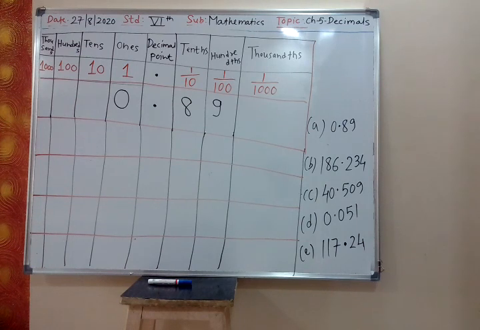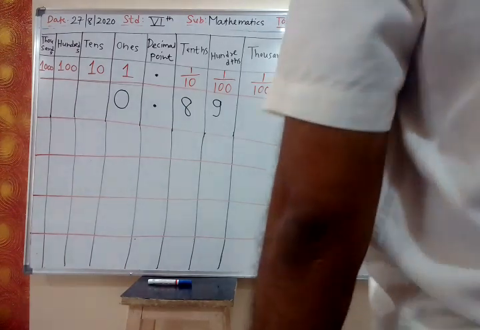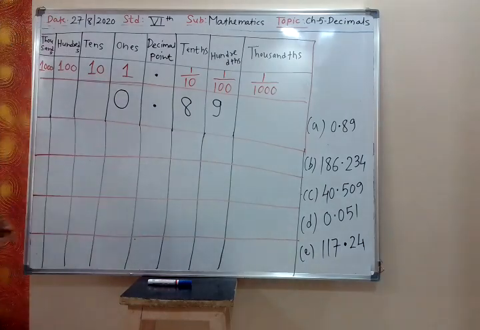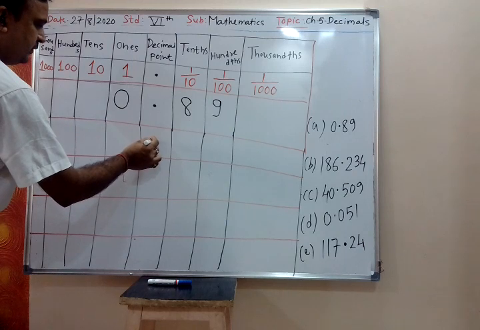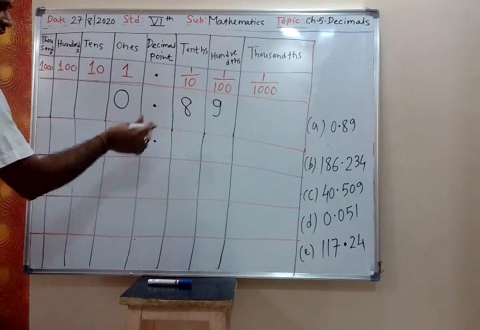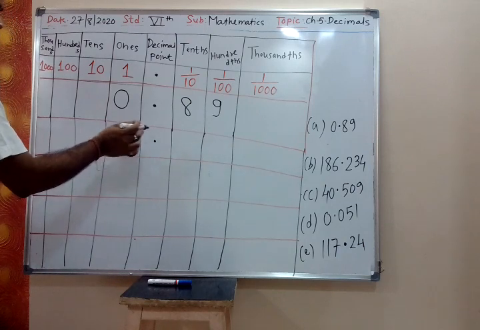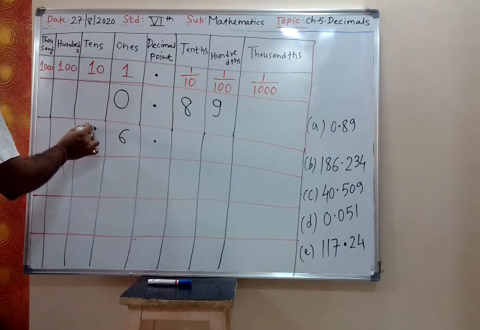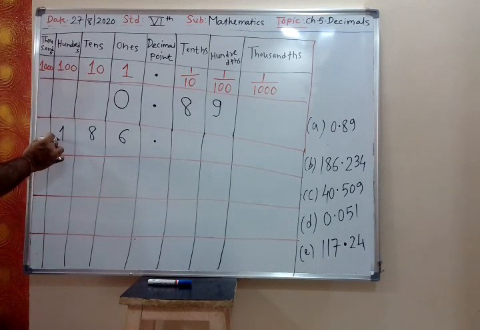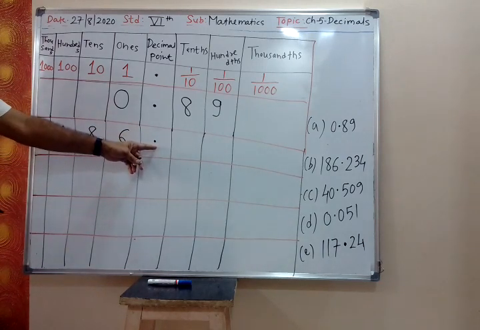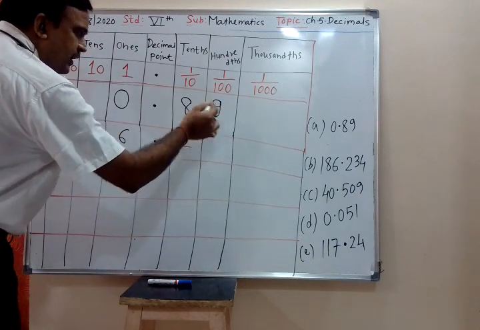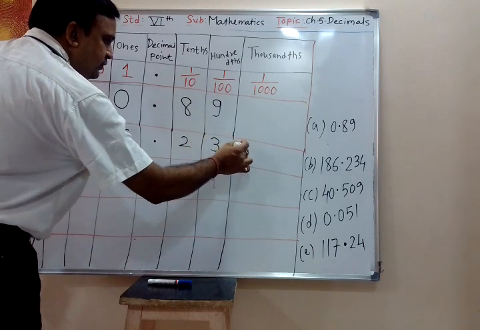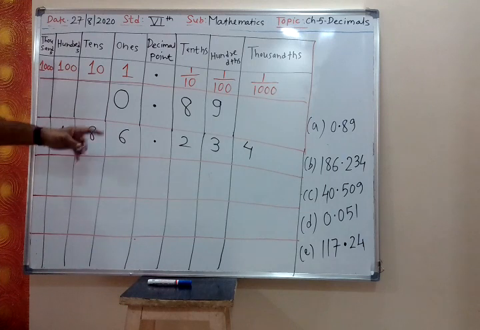Now B, it is 186.234. This is my decimal. We write a decimal point. Then before the decimal, I have 6 at the ones position, 8 at the tens position, and 1 at the hundreds position. So 186 point. After the decimal, the first digit is 2, tenths position, hundredths position 3, thousandths position 4. We write 4.